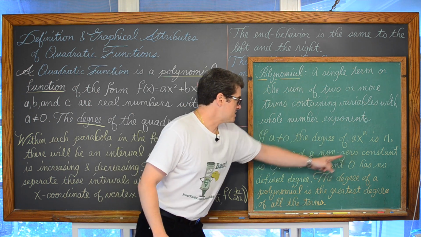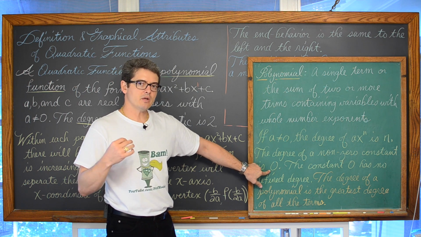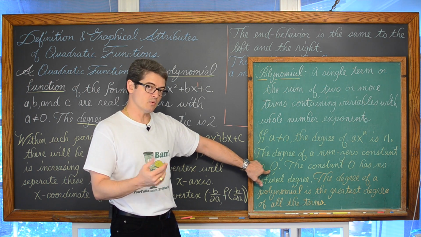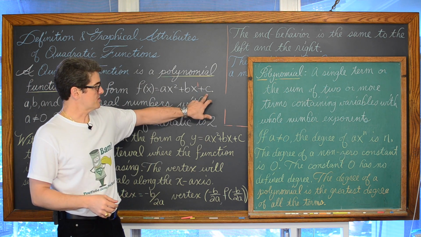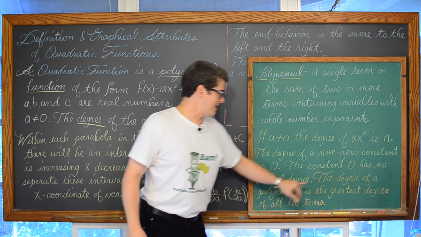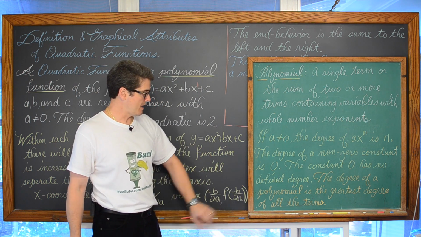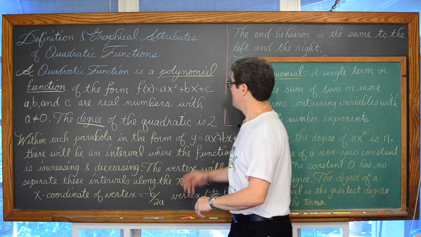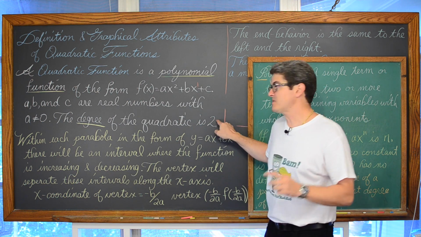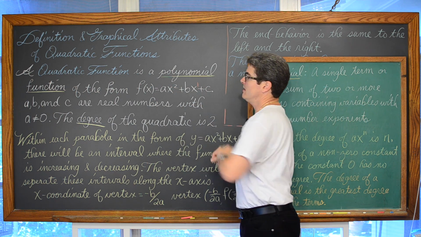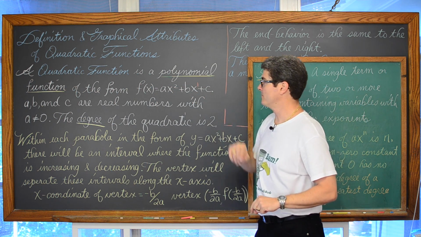The degree of a non-zero constant is 0, so the degree of a constant is just a number, so the degree of 7 would be 0. Like the degree of this constant here, c, is going to be 0. If your number is 0, that has no defined degree, and the degree of a polynomial is the greatest degree of all of the terms. So the degree of this quadratic is 2, because that's the highest exponent that I see in this polynomial with all these whole number exponents.